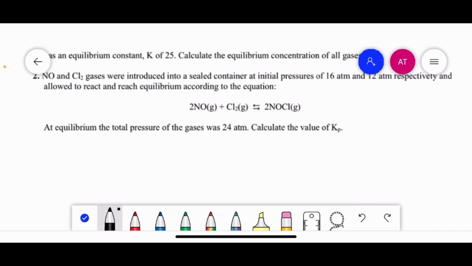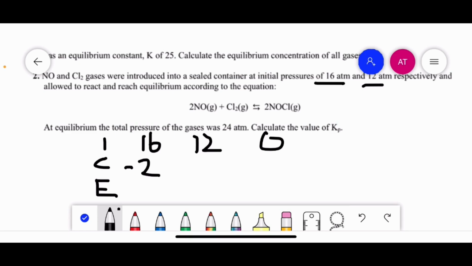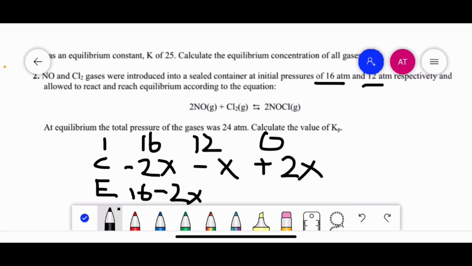So we are given that NO has an initial pressure of 16 atmospheres and Cl2 has an initial pressure of 12 atmospheres with the reaction proceeding. They want us to find the value of Kp. So at first we need to do the ICE table. We have 16, 12, and 0, minus 2x because of the coefficient, minus x, plus 2x. So it becomes 16 minus 2x, 12 minus x, and 2x.